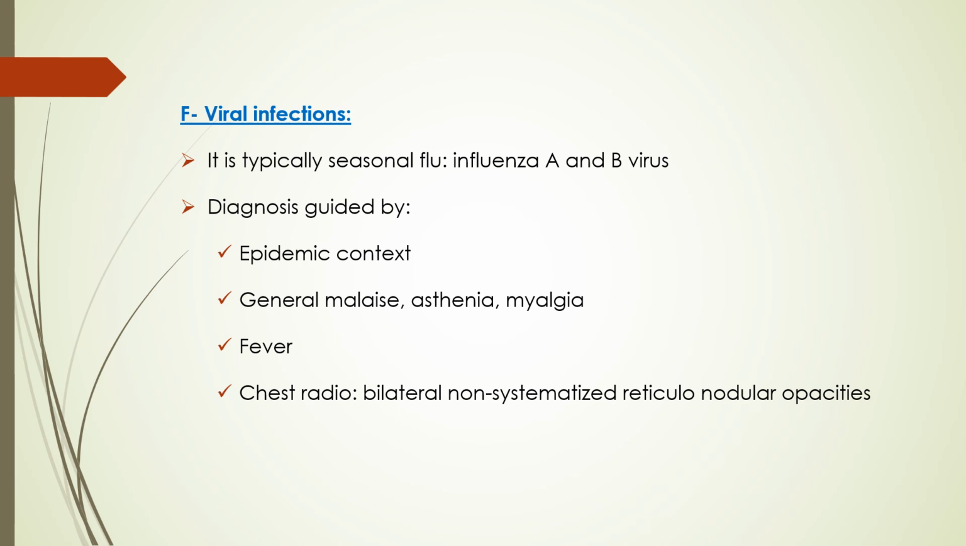We must not forget about viral infections, which are epidemic. They are seasonal, like influenza A and B, and they are responsible for some general signs like malaise, asthenia, myalgia, fever. And on the chest X-ray, we do find some bilateral non-systematized reticulonodular opacities, which can orientate us to those infections.